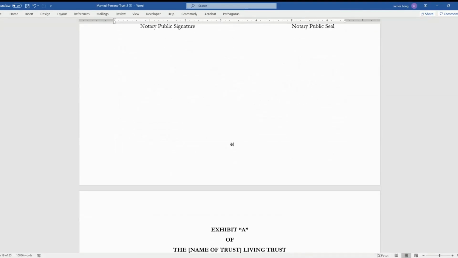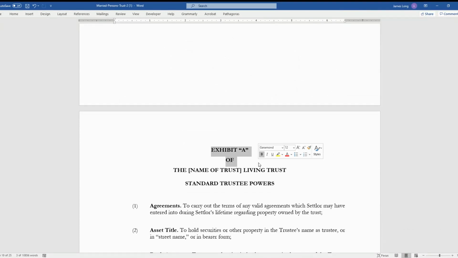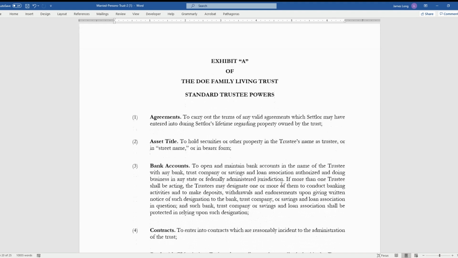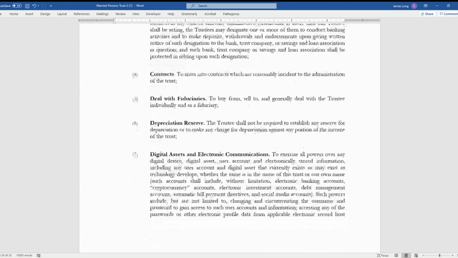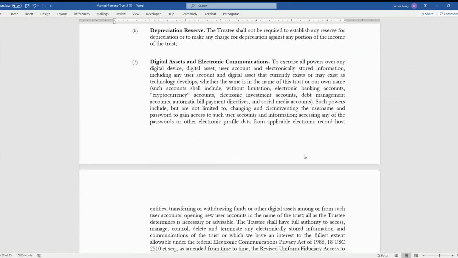All right. Exhibit A. These are one of the last ones you're going to do. You're only going to need to make one change after this. Doe Family. And if you want to make it easier on yourself, just copy Doe Family, Control-C on Doe Family, because that's the next change you'll have to make. But Exhibit A is the trustee powers we discussed earlier. And this basically makes another layer of privacy protection available to you.